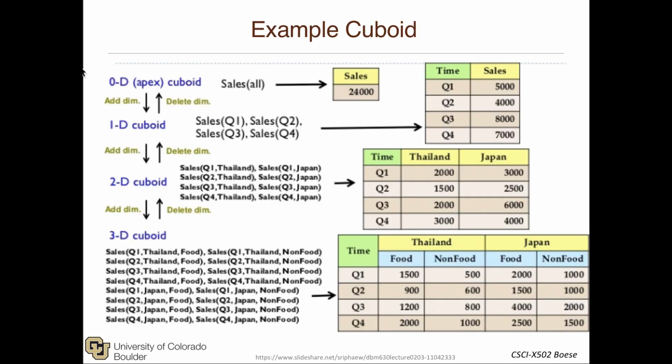So here's an example of a cuboid, and this gives you a concrete example of actual data. Starting at the 0D cuboid, the apex, which is up at the top. Here's the sales, so we have all the values for every other attribute. So for all time, all countries, all types of food or non-food, this is what we end up with. And then we go down to 1D cuboid where we're specifying sales on Q1, Q2, Q3. So we're specifying a specific for the time. And you can go all the way down here, our three-dimensional cuboids, so we can see an example with data.